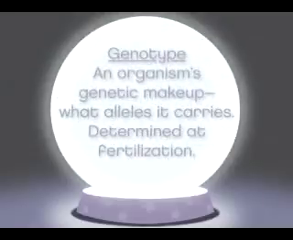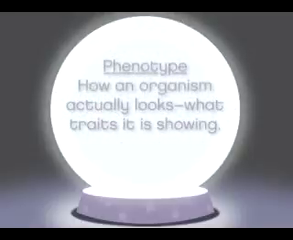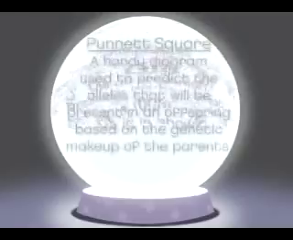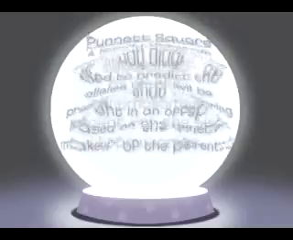Genotype refers to an organism's genetic makeup, what alleles it carries. Genotype of an organism is determined at fertilization. Phenotype refers to how an organism actually looks, that is, what traits it is showing. A Punnett Square is a handy diagram used to predict the alleles that will be present in an offspring based on the genetic makeup of the parents.